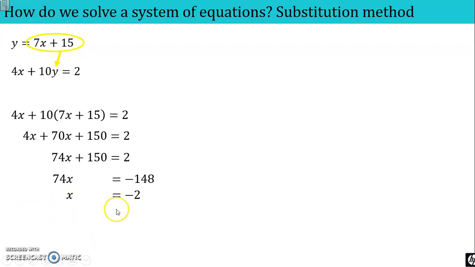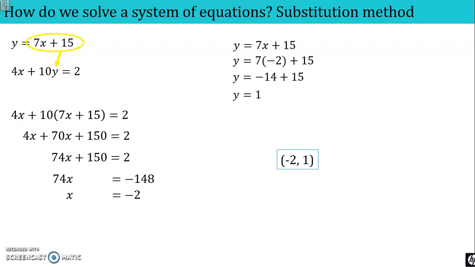So I'm going to take x equals -2, and I'm going to plug it into the top equation. So here's the top equation, I just rewrote it. And now I'm replacing the x with a -2. If I simplify, I end up with y equals 1. So my final answer to this system is -2, 1 if I decide to write it as an ordered pair.